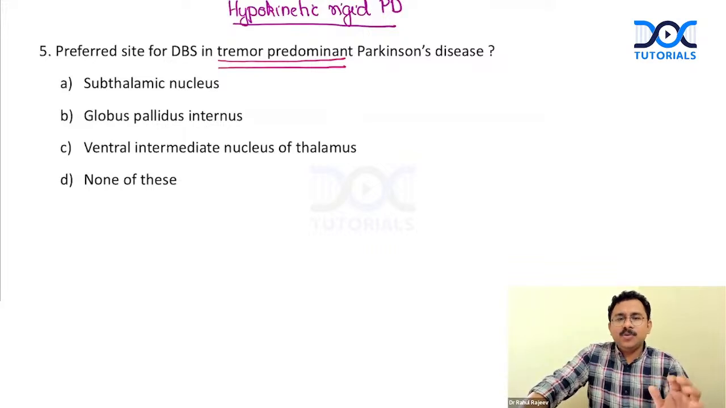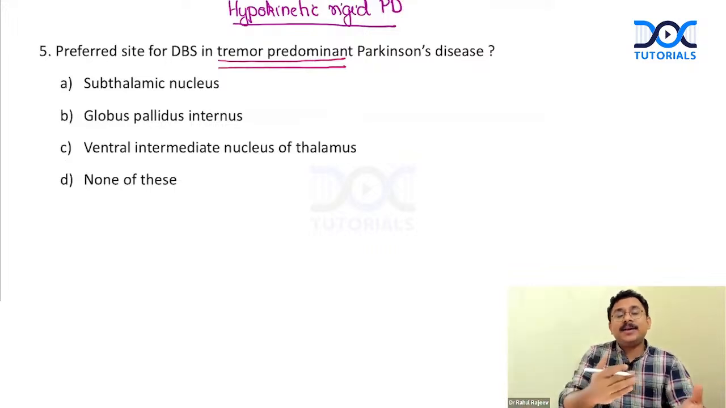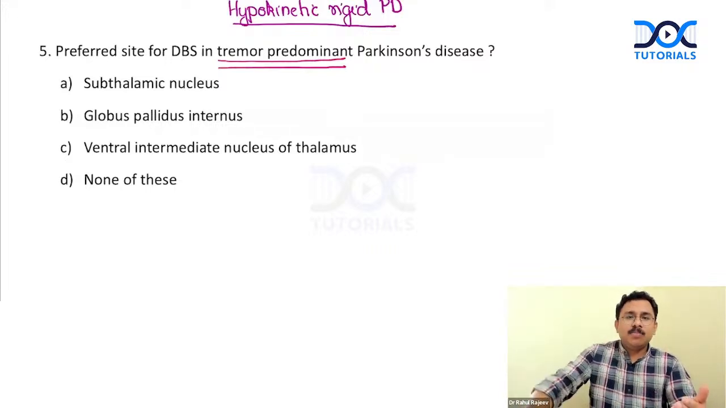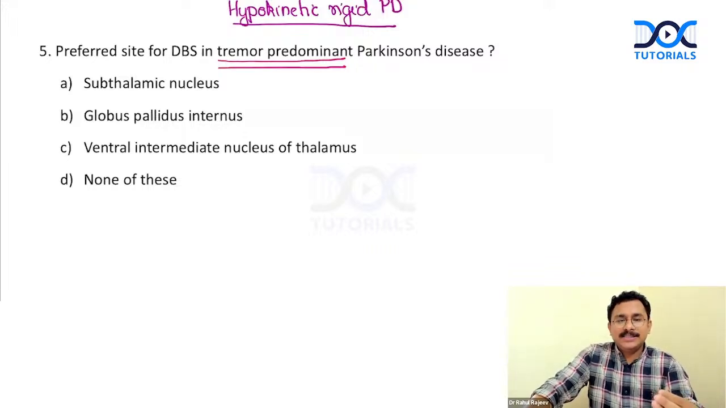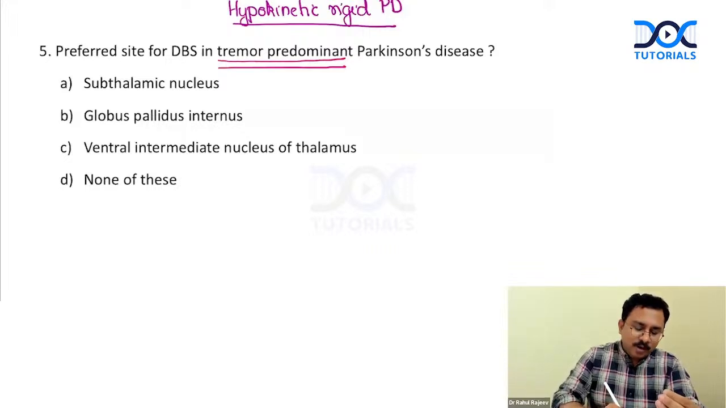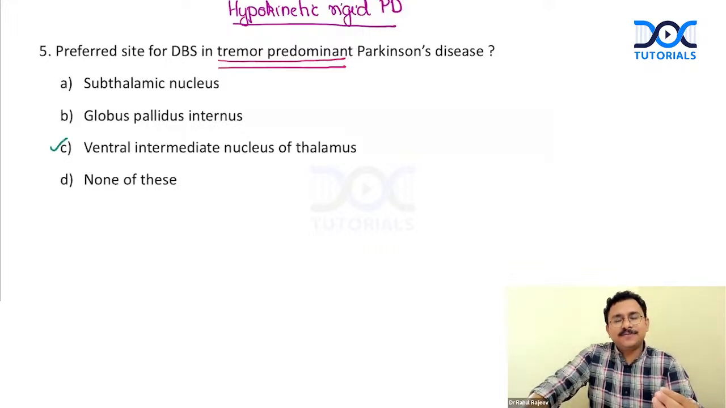It is subthalamic nucleus. But there is another subset of patients with Parkinson's disease who may not have very obvious features of bradykinesia and rigidity. In fact, their symptoms might be mainly tremor, which is usually an asymmetric tremor. Okay, tremor on one side. Okay, or tremor bilaterally, but again asymmetric, more on one side. So in such tremor predominant Parkinson's disease, you will be going for ventral intermediate nucleus of thalamus.